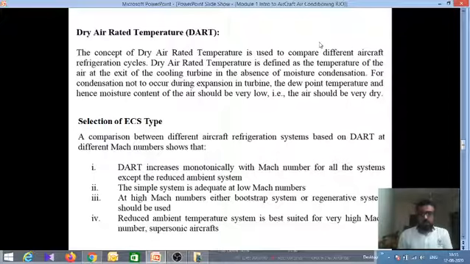Now this DART is useful in selecting and comparing different refrigeration systems that can be used. DART actually increases with Mach number, with speed, in almost all systems except the reduced ambient system, where there is a separate compressor to compress the air, so the speed doesn't really affect the air conditioning system. A simple system is sufficient if the flight is at low Mach numbers. For high Mach numbers, we need systems like the bootstrap, or the regenerative bootstrap where you have a fan along with it. For very high Mach, like supersonic flights, we need the reduced ambient system, where the flow rate requirement is met by the separate compressor.